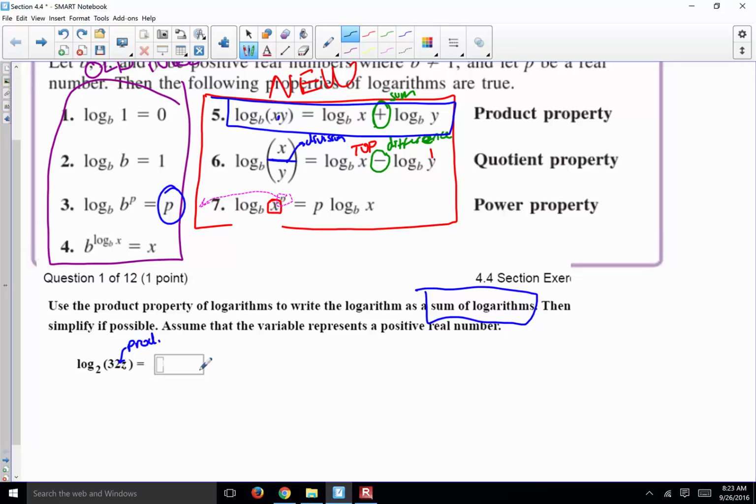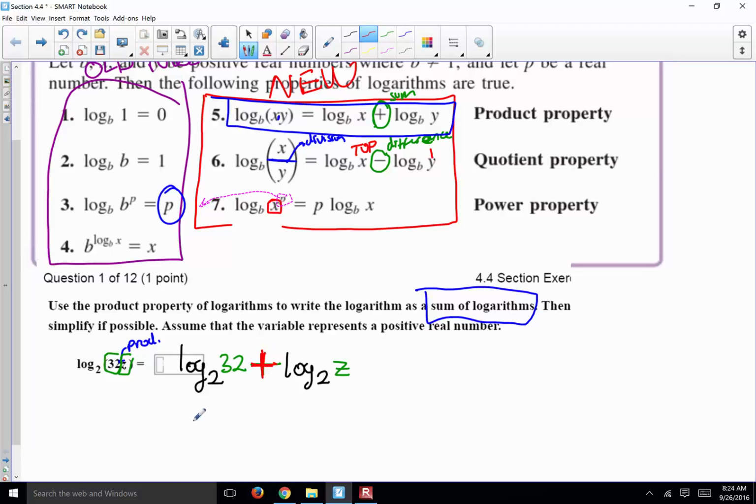If you see a product, I can write 2 separate logarithms, right? The number before the product goes to the left. The number after the product goes to the right, or number or expression. And what do I put between the 2 logarithms? Plus. It's not a product again, it's plus. This is essential.